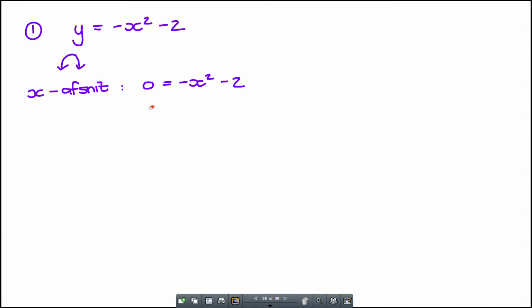Okay, so if I take that minus x squared over, it becomes positive x squared is equal to minus 2. Okay, and then usually we would then say x would be square root of minus 2. But your calculator would give you a math error, so that means that there's no roots.